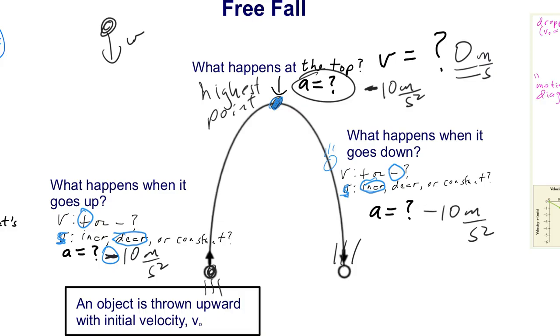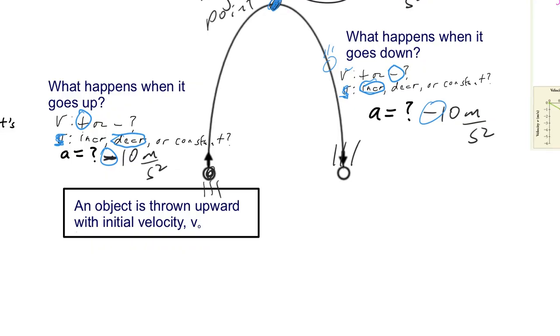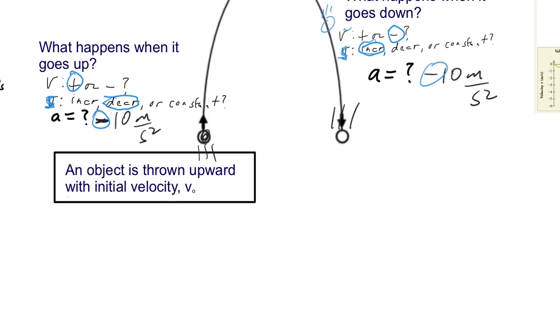If the speed is increasing, the signs have to be the same. Signs of the velocity and the acceleration have to be the same, and they are. So that's why acceleration is always negative for a falling object or a rising object.